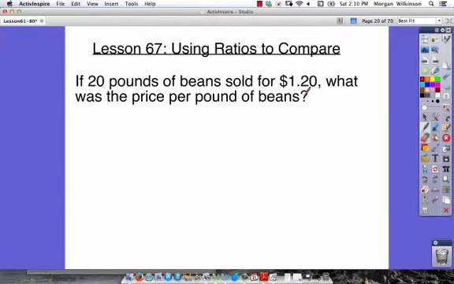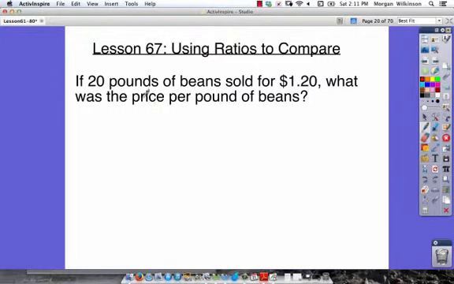Lesson 67 today is about using ratios to compare. And the first question that we have says, if 20 pounds of beans sold for $1.20, what was the price per pound of beans? Now we frequently talk about the price per pound of something, and if one store sells something for 79 cents per pound and the other sells it for 89 cents per pound, well, you'd want to buy it for 79 cents per pound so you get the better deal.